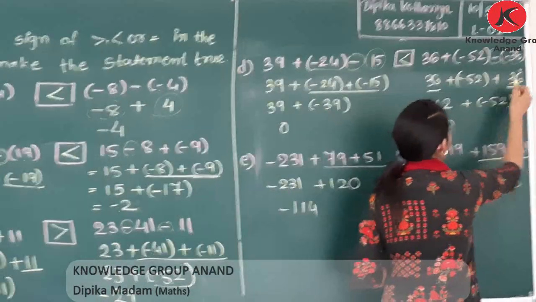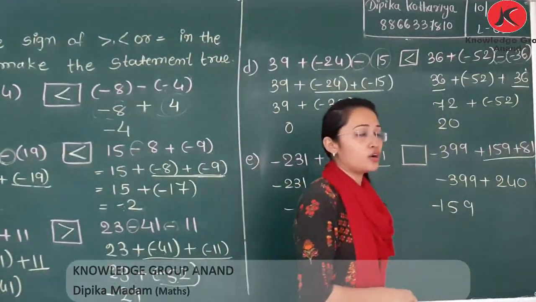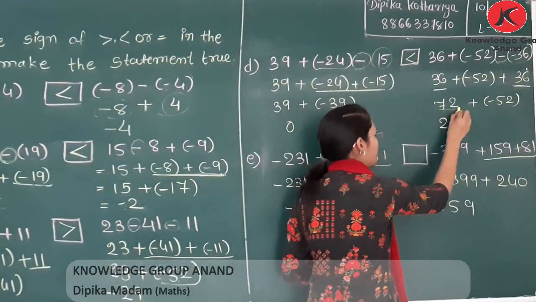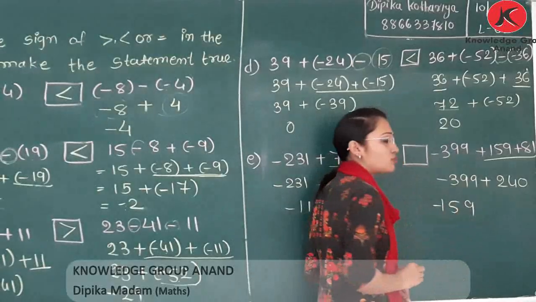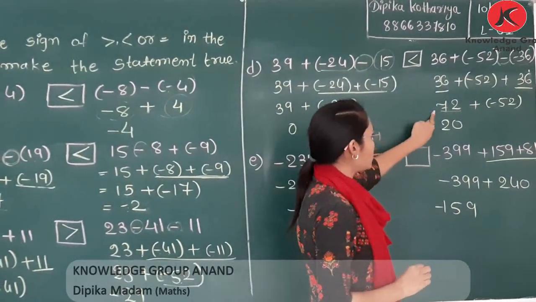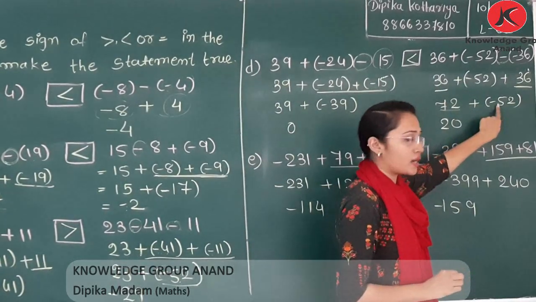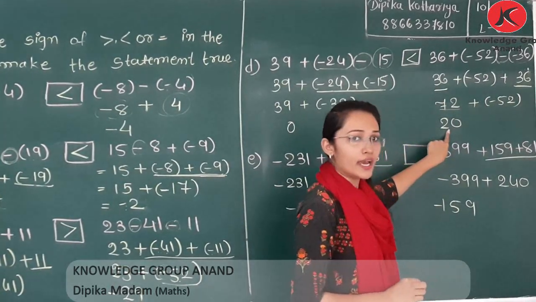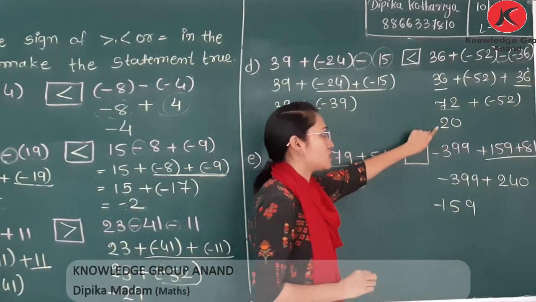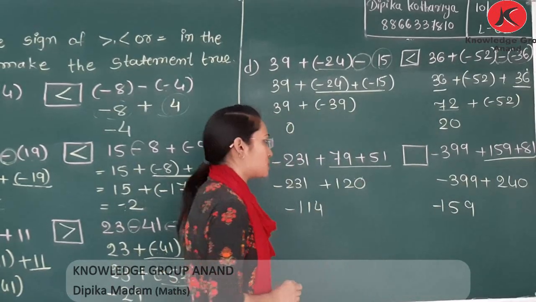Now 36 and 36 have the same sign, so add the numbers. That is 72, minus 52 as it is. 72 is positive and 52 is negative, so subtract the numbers. That is 20. The sign of 20 is positive because 72 is positive.